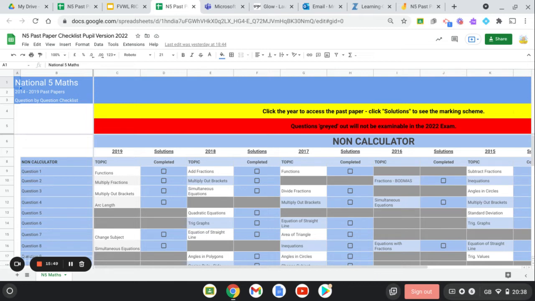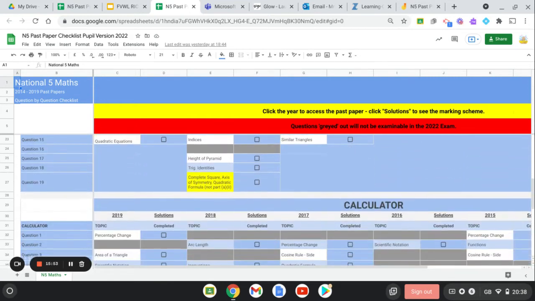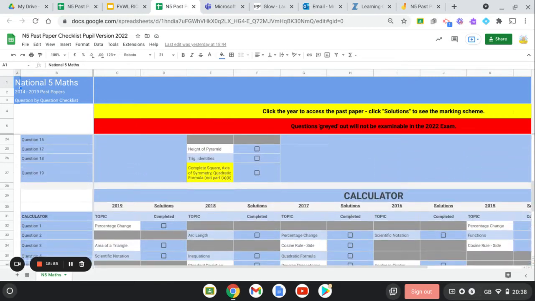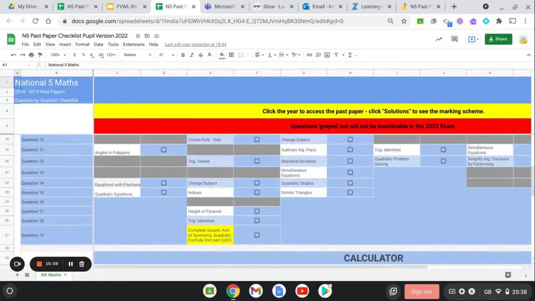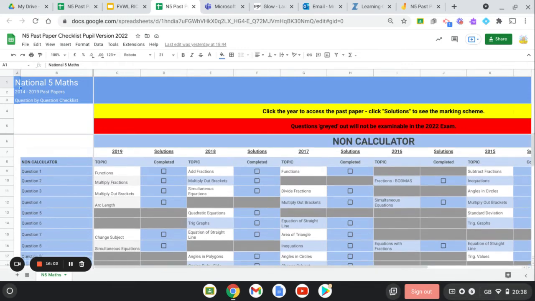So the upper part of the spreadsheet is your non-calculator stuff, and the lower part is the calculator. So a really useful revision tool for you to be using, a handy wee checklist. If you open it up, make your own copy, it'll save into your Google Drive. Work through the questions, you can tick it once you've completed it, and it's just a really good way of knowing what you have completed and what you could still work on.